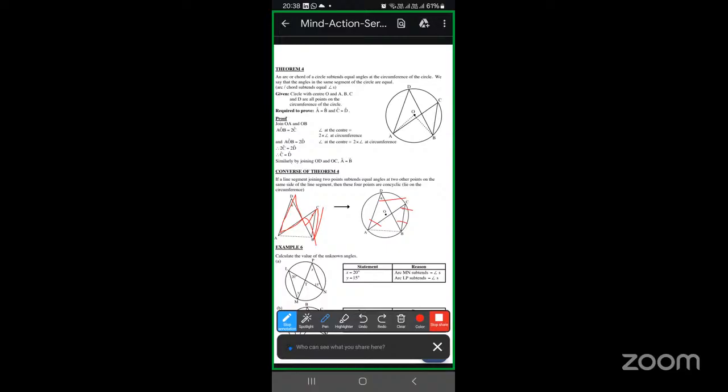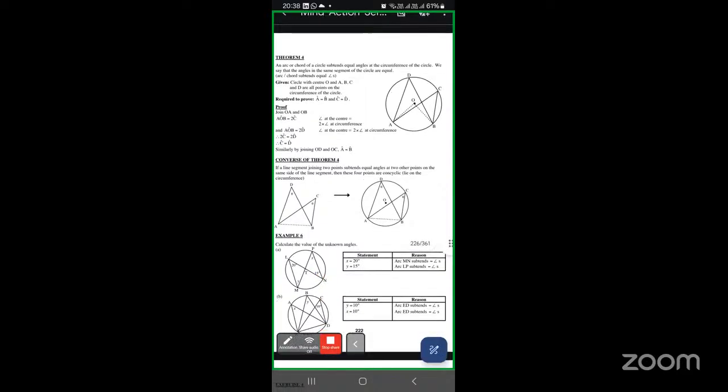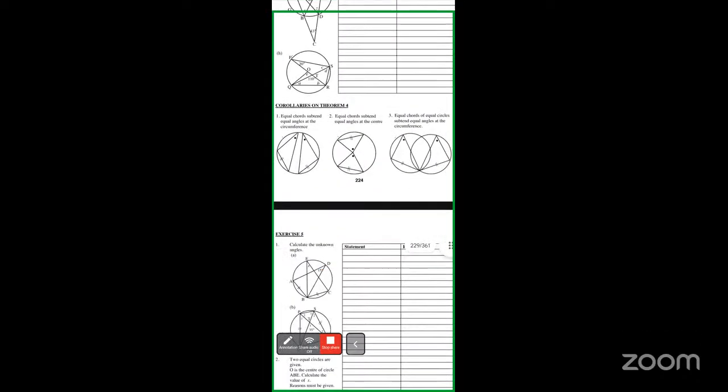Your reasoning is just going to be angles in the same segment, or angles subtended by the same chord or the same arc. Then you are done. For example, in this circle here, you've got that bow tie-ish shape there. Therefore, this angle X that you're looking for is going to be that angle 20. Reason being, angles in the same segment. And this angle Y is going to be equal to that 15 degrees, reason being, angles in the same segment. Then we can proceed to the next theorem.